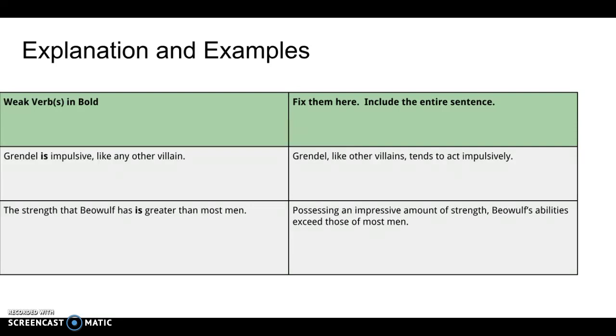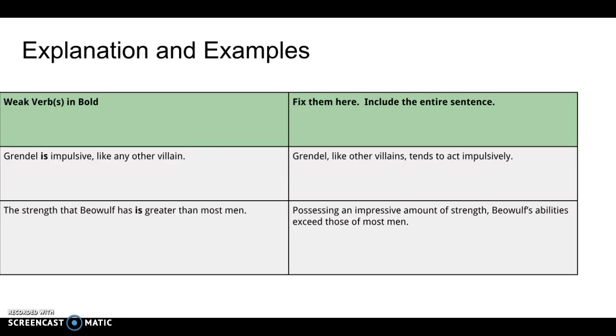What you need to do is instead of saying Grendel is impulsive, how else would you say that? So if you think about it, Grendel, like other villains, tends to act impulsively. So now we're saying the same thing here, but we're avoiding the word is.